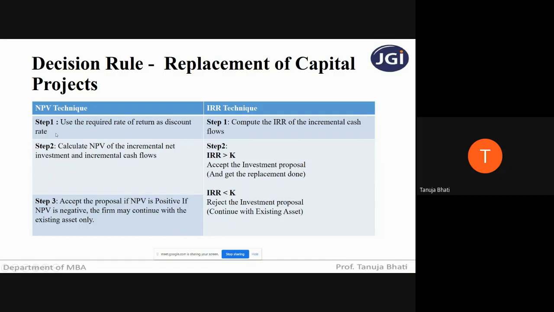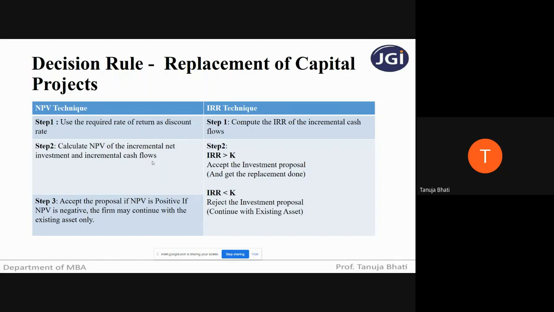See students, in the problem of replacement, you will be given a rate of return. That rate of return you have to use as discount rate. Now why is a discount rate used? In order to bring the PV of cash inflows to the present value, you use a discount factor, right? So first, whatever rate of return is given in the problem, you use it as a discount rate. Second, calculate NPV of incremental net investments and incremental cash inflows. See students, how do you calculate NPV? PV of cash inflows minus PV of cash outflows, but only the incremental.